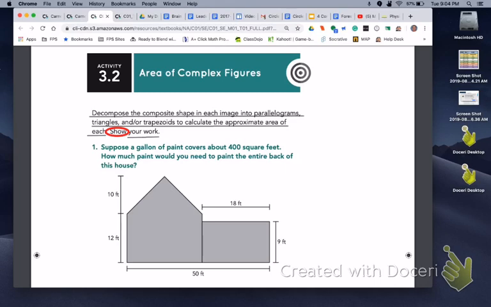Please turn to page 33, activity 3.2, area of complex figures. Decompose the composite shape in each image into parallelograms, triangles, and/or trapezoids to calculate the approximate area of each. Show your work. Please answer number 1 with your group.